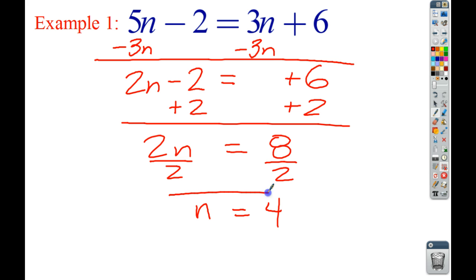So let's go ahead and check our answer here. Let's take n is equal to 4, and we'll plug it in just to the left side here. So 5 times 4 is 20. 20 minus 2 is 18. So then this side needs to equal 18. Let's do 3 times 4 is 12. 12 plus 6, does that equal 18? Yes, it does. It works. So my answer is 4.